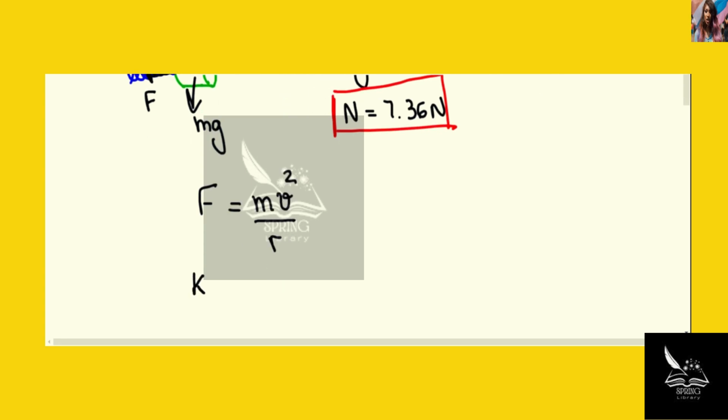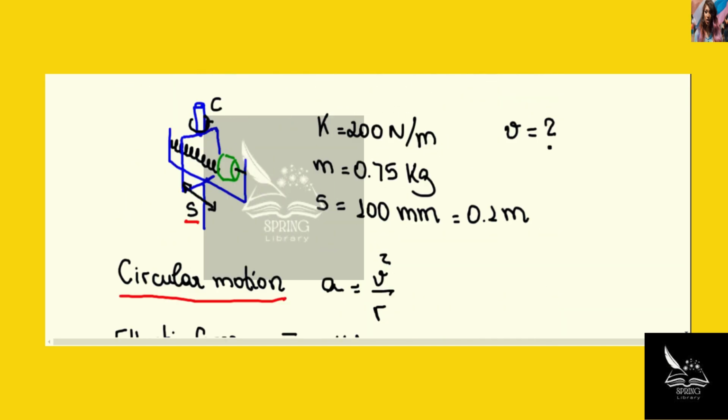Now F is K times delta x, which is just S, which is 100 millimeters, since it's the difference between the stretched position, which is 100 millimeters, and the unstretched position, which is 0 millimeters. And this is equal to M times V squared over R. And we want to find V. So V is equal to the square root of R K S divided by M.